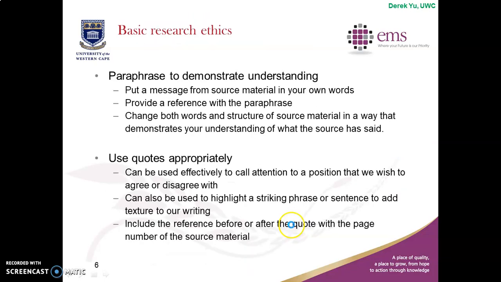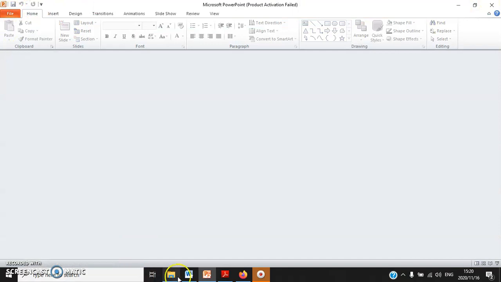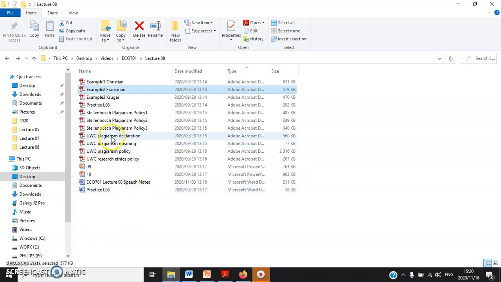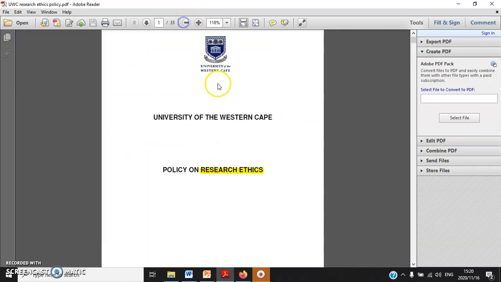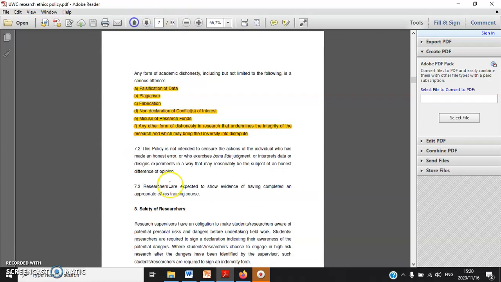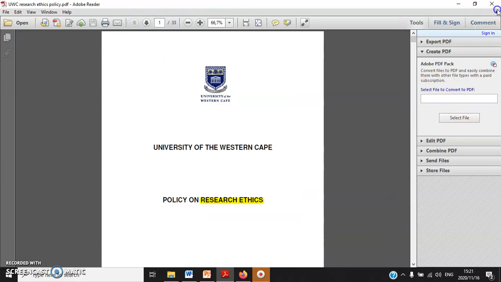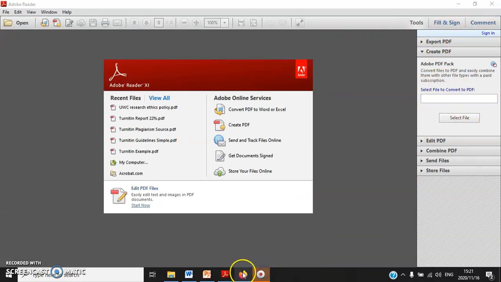Okay. I think that's all from this set of slides, and then when you have time, you can look at the UWC research ethics policy, and again, it is quite a long document, so if you have time, please just focus on the text highlighted in yellow. Okay, I'll rely on your self-discipline to go through this document.